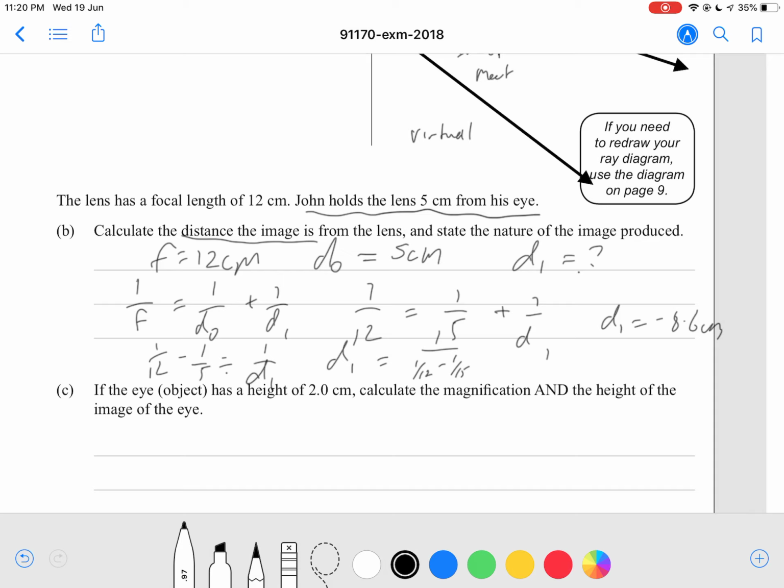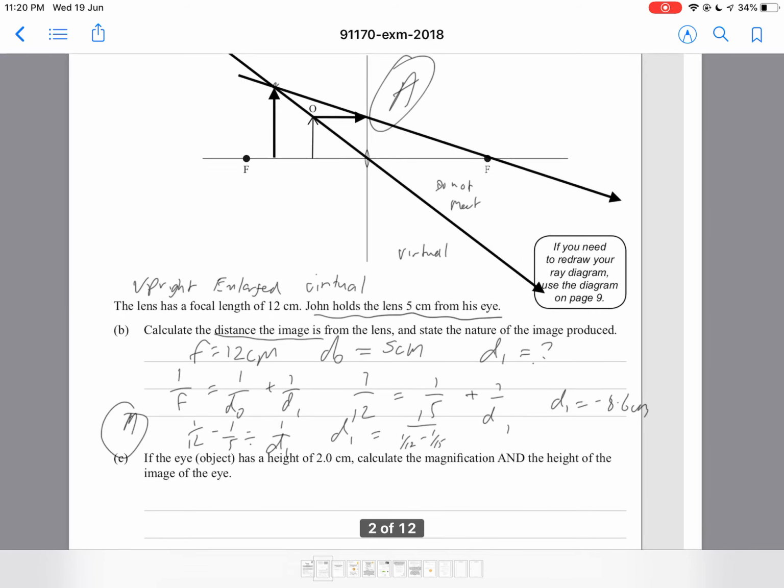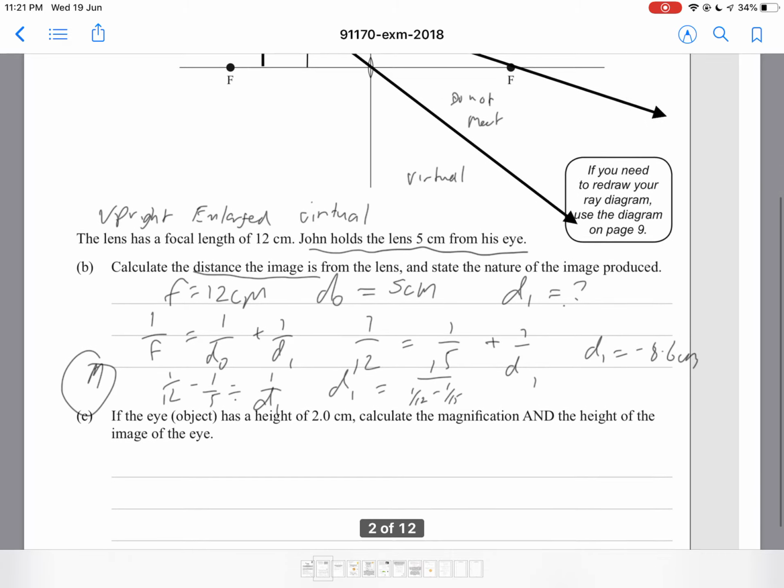And with that we have our properties: it is upright, enlarged, and virtual. Getting the correct distance of image will give you a merit grade here.